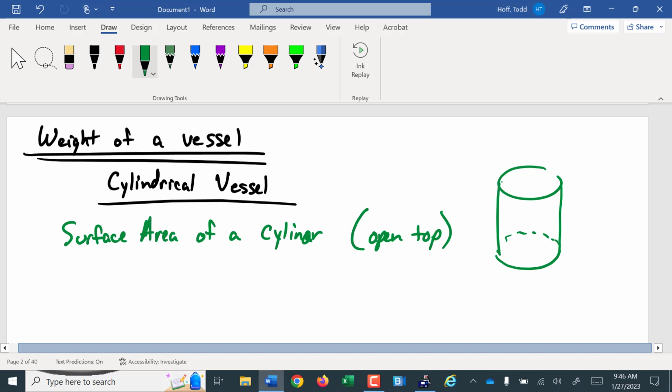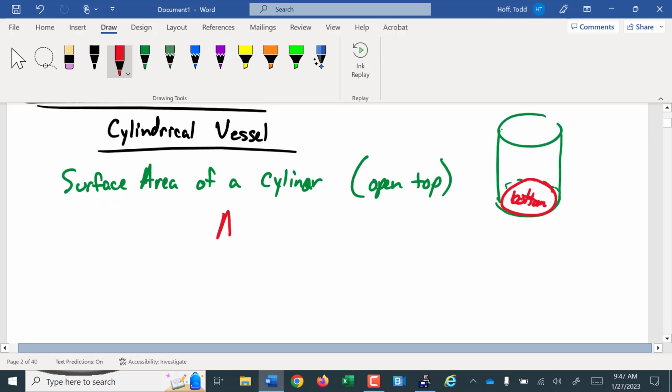So here's our cylinder. We have really two pieces that we're looking at finding the area of. We have the bottom. So to find the area of the bottom, what shape is the bottom? It's a circle. And so to find the area of a circle, what's our formula? Does anybody remember? Pi times radius squared. Perfect.